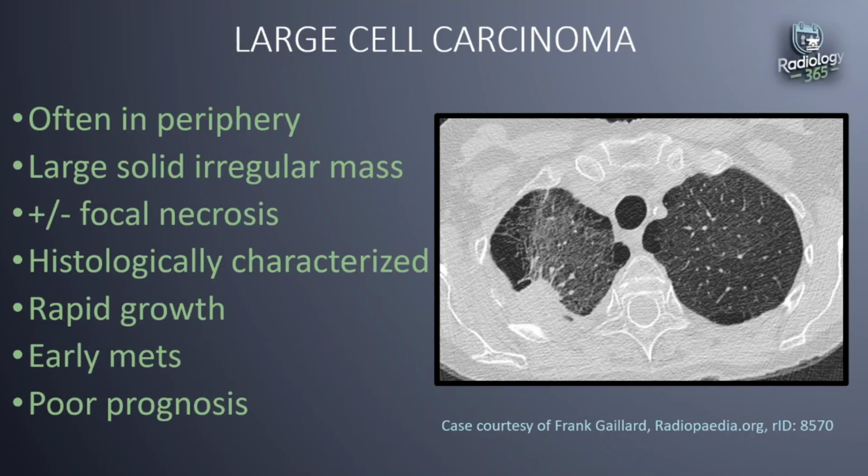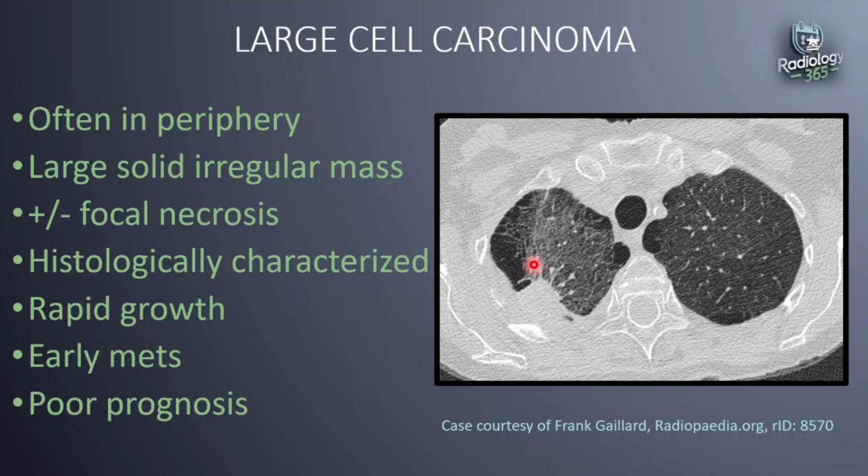Now to large cell carcinoma. Large cell carcinoma often occurs in the lung periphery, where it presents as a large solid mass with irregular margins. Focal necrosis can also be present. Histologically, large cell carcinoma is characterized by large nuclei and nucleoli with a moderate amount of cytoplasm, hence the name large cell. Large cell carcinoma can have rapid growth and early metastasis, and thus an overall poor prognosis.